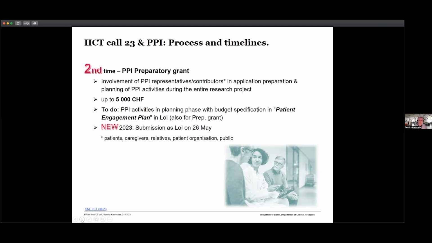And what do you have to do? You have to fill in the so-called patient engagement plan in the letter of intent. And you can also use this then for the preparatory grant. And this patient engagement plan, I will show you in one minute, but it shows the PPI activities that you want to do in your planning phase with a budget. And what is new for this year, for this submission in 2023, is that the submission of the PPI preparatory grant is together at the same day as the letter of intent, and this is the 26th of May.